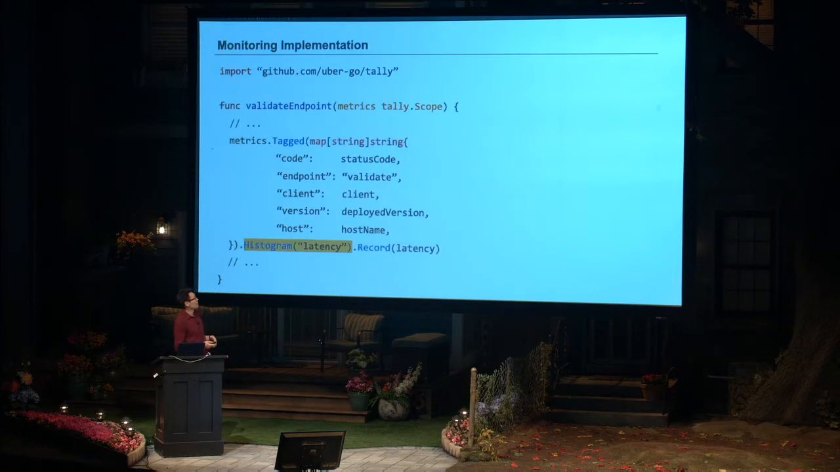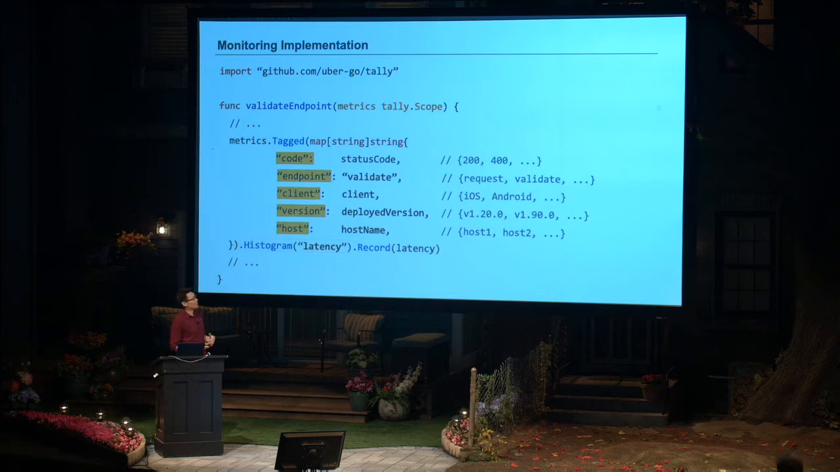This is written in Go using one of our metric clients. And you can see here, if I wanted the latency, I can create a histogram called latency, and I can add a few tags to it so I can slice and dice my data. The tags that I'm adding to it in this example are the status code, so the HTTP status code of the result, the name of the endpoint, so I can differentiate my endpoints, the type of client that the request is coming from, so iOS or Android, and also the version and the host that the service is running on, so I can figure out a potential source of the problem.